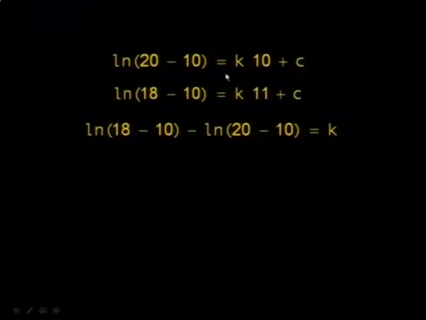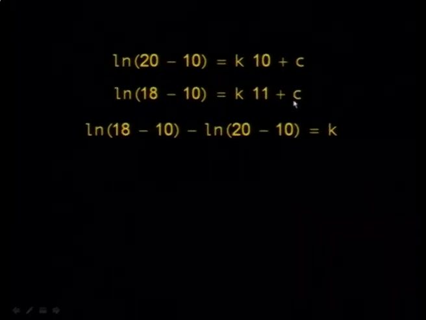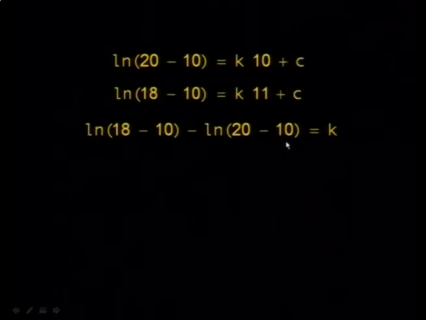You can solve them to obtain what? You have two equations in two unknowns. The two unknowns are k and c. You don't know them. So you can subtract the equations and get k. And here it is, k is negative.